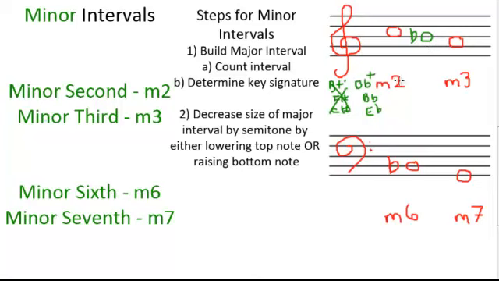Now the next step is to decrease the size of that interval by a semitone. Because we are doing a descending interval, we cannot change the top note. So therefore we have to raise the bottom note, because that's the note we're allowed to alter. So that B flat becomes a B natural. We raise it by a semitone, just get rid of the flat. And now we have our minor second.